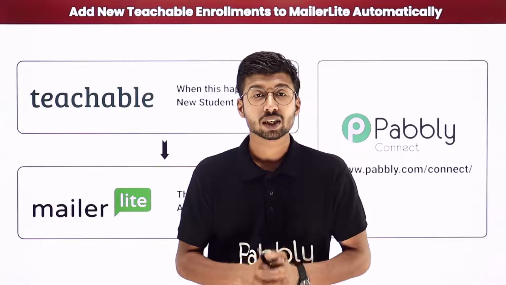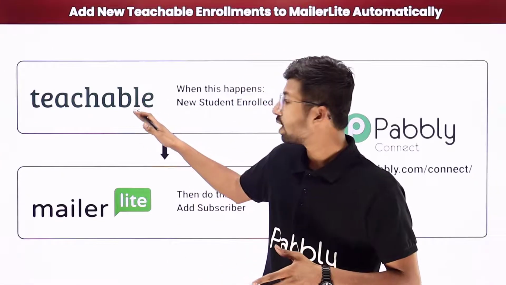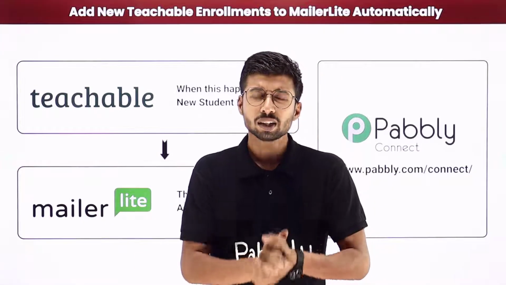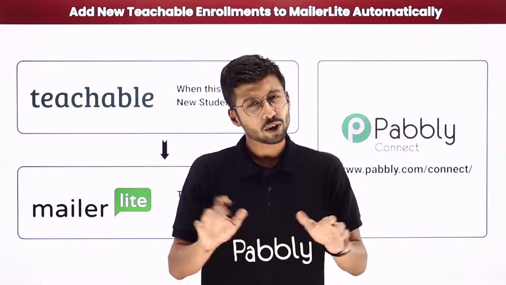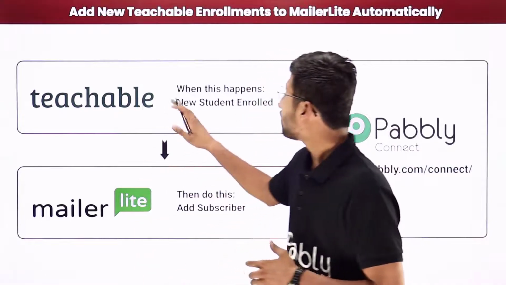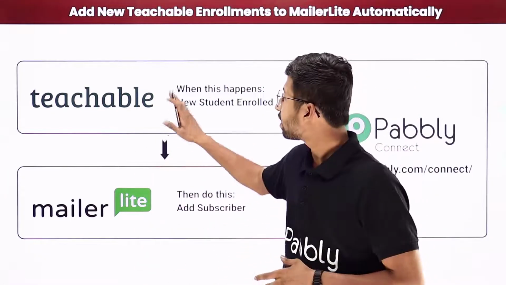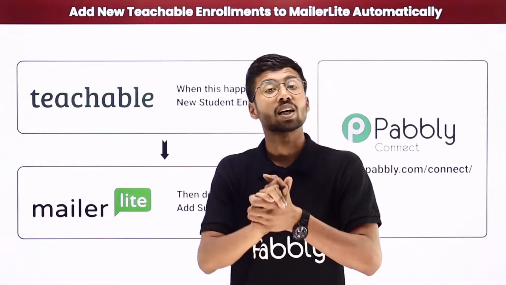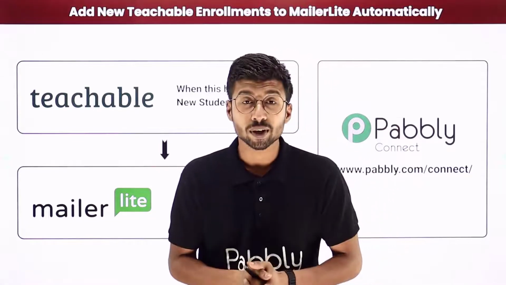First one is the manual method, that is, to manually get the details of the new enrollment, the new student, from Teachable and manually add those details into MailerLite to create a subscriber. But this manual process is very repetitive and time consuming. So to avoid this problem, I came up with an awesome automation by which whenever a new student gets enrolled in our Teachable account, automatically the very same person will be added as a new subscriber in our MailerLite account as well. Interesting, right?